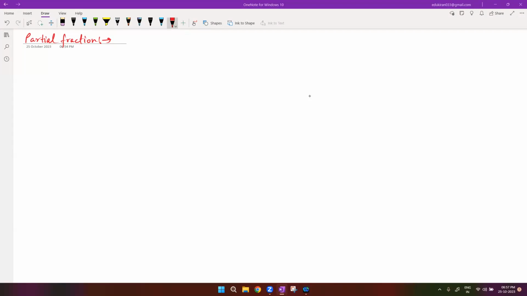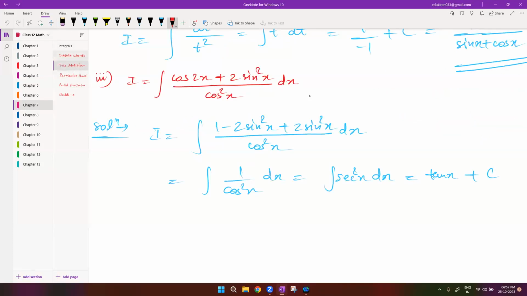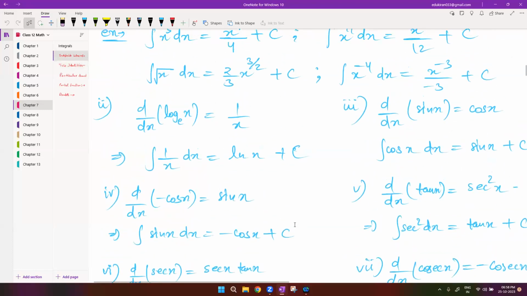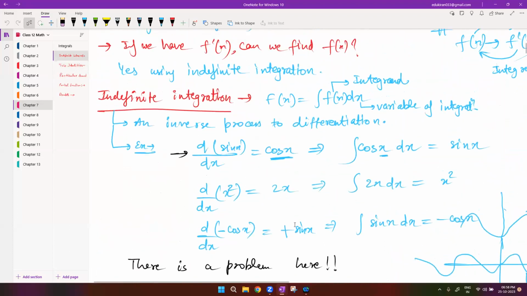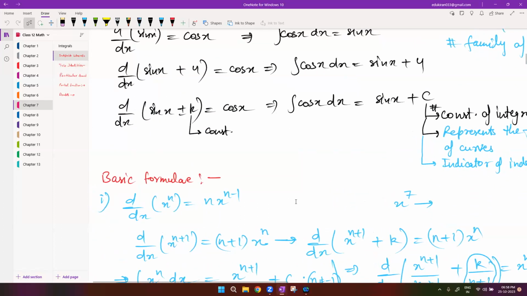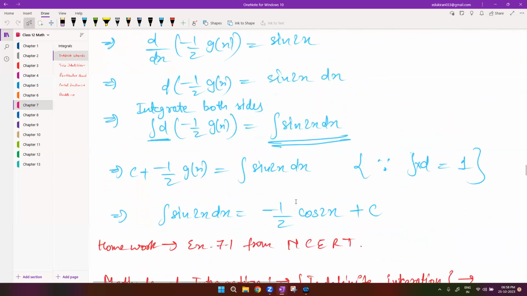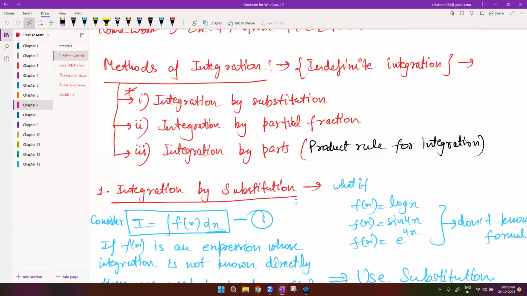I can divide the whole of indefinite integration into three portions. So, methods of integration: we can divide the whole indefinite integration into three parts. First was integration by substitution, and I told you this is the most important one because it will be used even in integration by partial fraction and integration by parts, right? Now the second phase of integration starts today, which is integration by partial fraction.